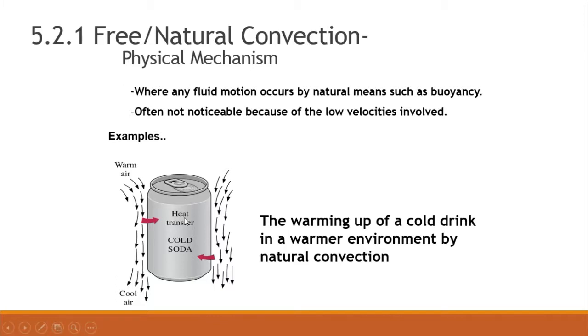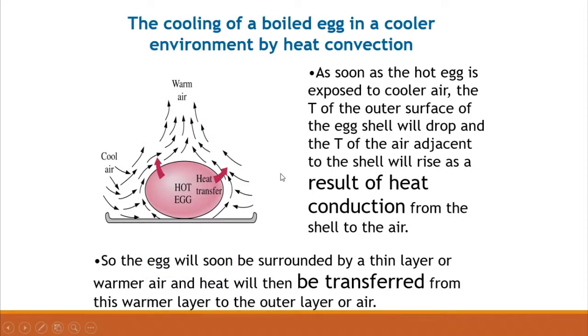So here we see a can of cold soda, and there is warm air surrounding the cold soda. The warming up of a cold drink in a warmer environment by natural convection is one of the examples. As we see warm air surrounding the cold soda tin, and the heat transfers from the soda to the outside, and that is one example. So this is another example.